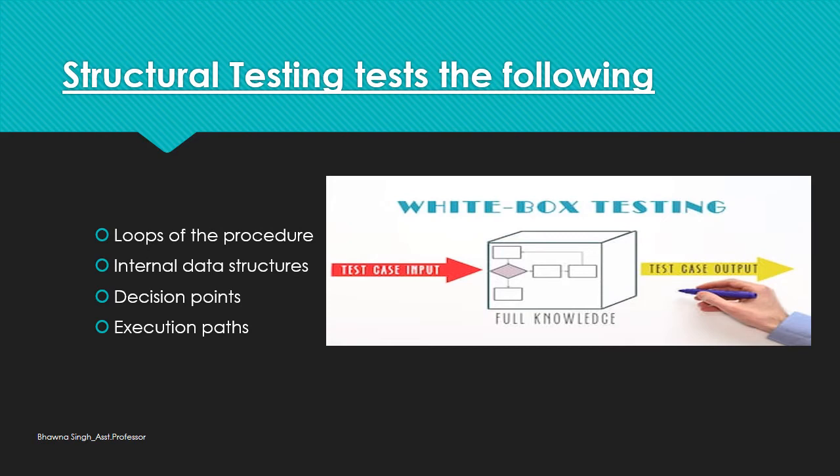So in order to check all the loops inside the internal structure, all the internal data structures, all the decision points and all the execution paths within a programming code, structural testing is done by the testers, you can say, or by the developers, because these developers know the entire coding and have full knowledge of the coding section. Therefore most of the time this structural testing is performed by the software developers. And this structural testing requires the internal testing of all the loops, of all the data structures and all the execution paths.